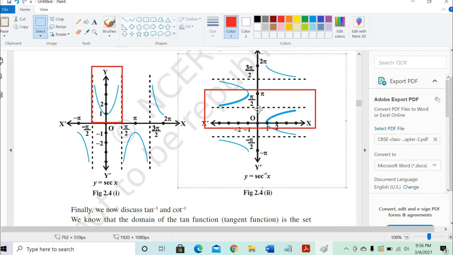So when we go from 0 to pi by 2, for secant inverse x, here x is nothing but the real numbers. The real numbers can go from 1 to infinity. Secant inverse 1 will be 0 because cos 0 is 1. So on the y-axis it's an angle only, so it's 0.